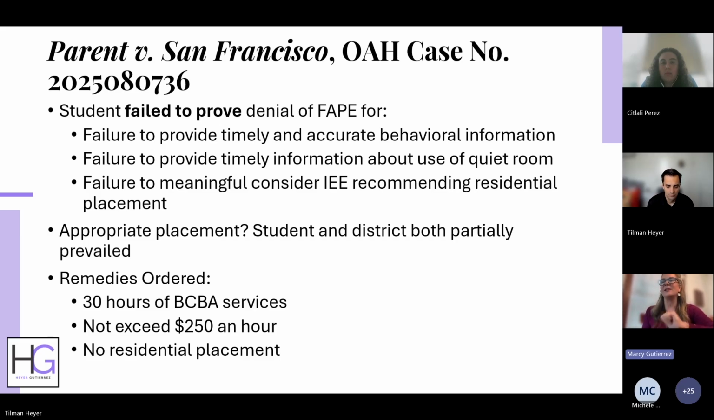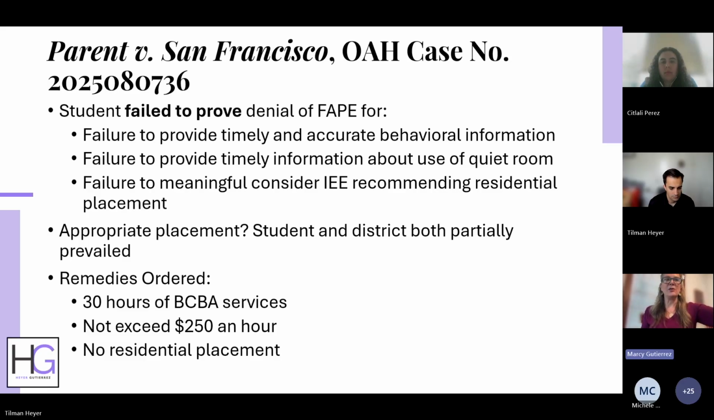So we are definitely timely communicating with parents. In this case, the family alleged that the district was improperly using a, quote, quiet room. And the testimony from the parent made this quiet room look like a very bad place for the student to go. But actually the quiet room was a room that was used by all of the students in the particular classroom, and it was a sensory room.